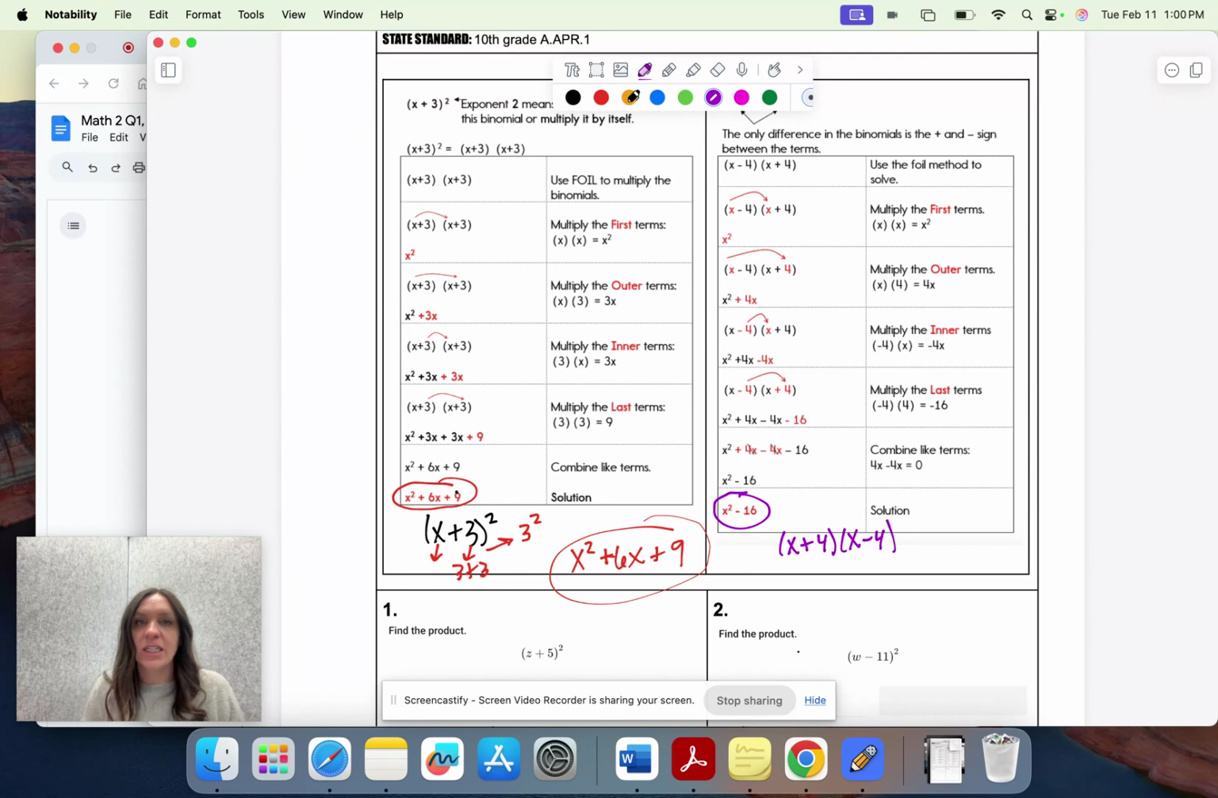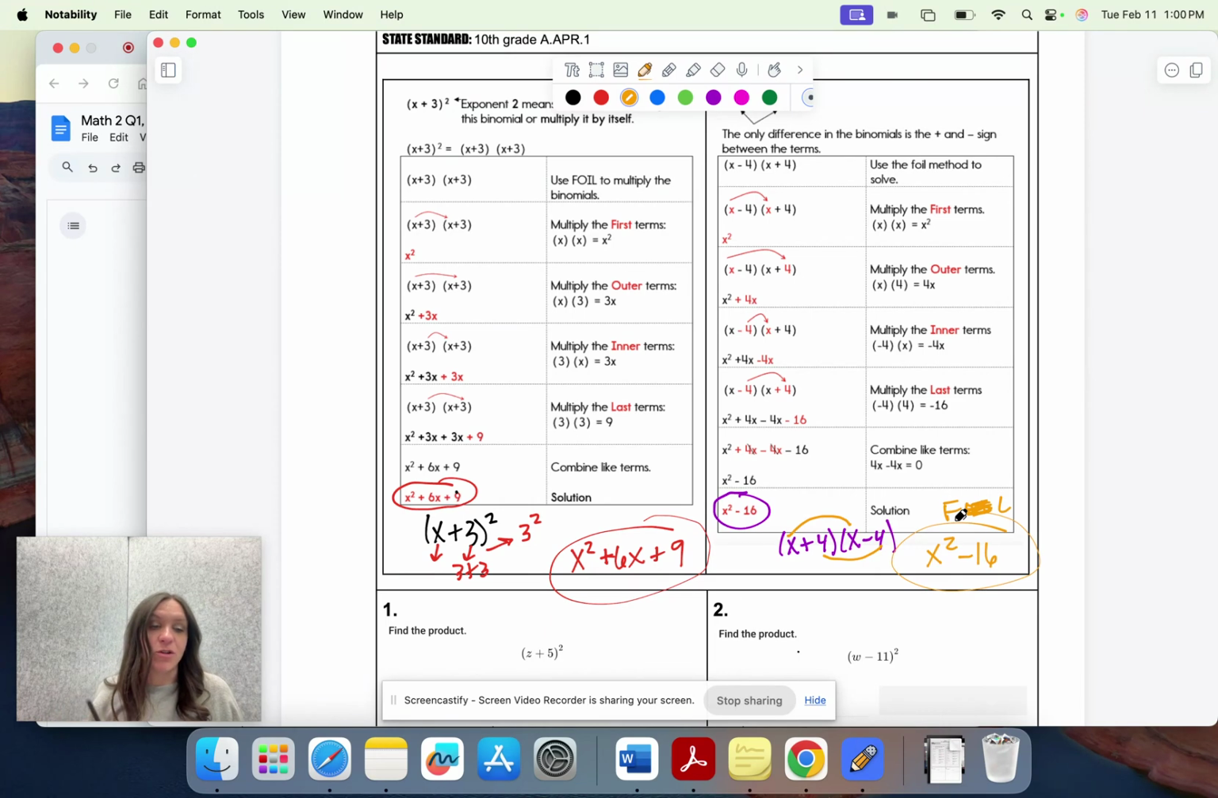The shortcut is to only multiply the first and the last, because those middle terms cancel out to 0. So the first two, x times x, which is x squared, and the last 4, negative 4 is negative 16. Okay, so you don't have to use the shortcuts.